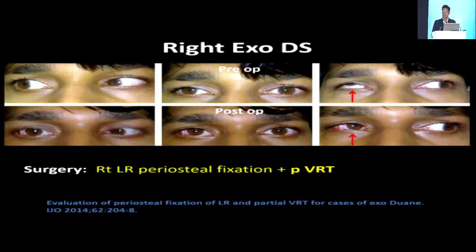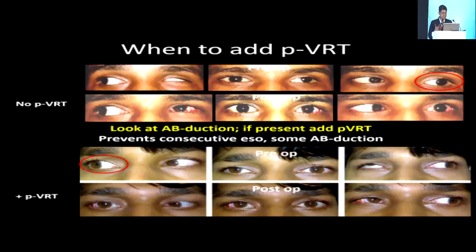Among the reasons were that there was some amount of normal lateral rectus function seen by abduction in the preoperative period. So these patients have a risk of going into a consecutive eso, and for them, either in the same intraop in the first stage or a subsequent stage, you may require to do something for the consecutive eso that can develop. So essentially, if there is abduction present, you may have to add a vertical rectus transposition in these patients.